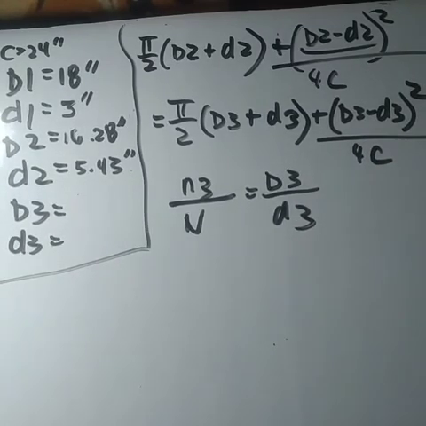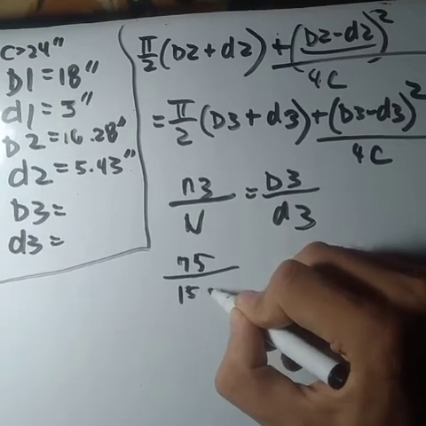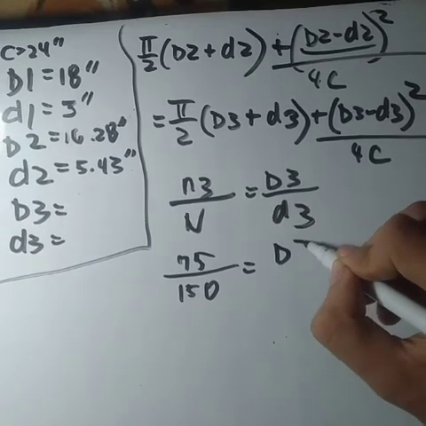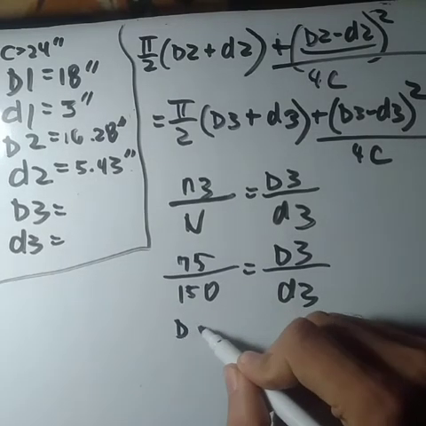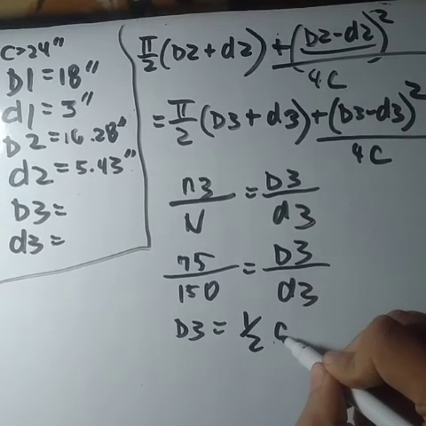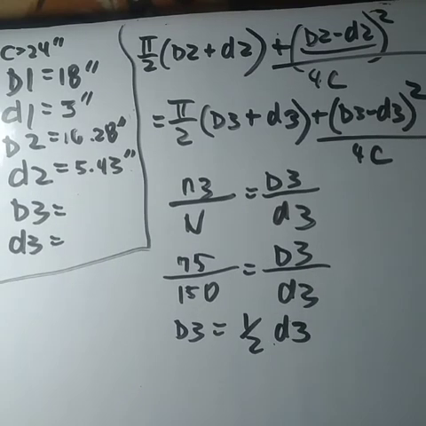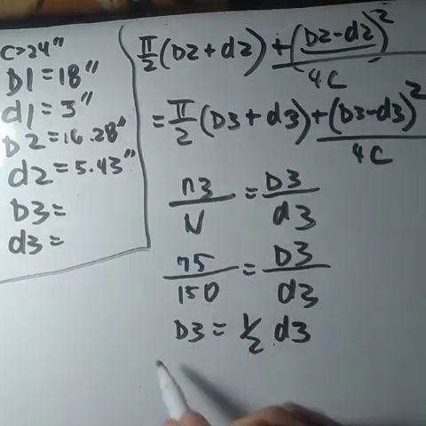So, substituting the given, we get 75 RPM over 150 RPM is equivalent to D3 over D3 of the driven shaft or pulley. So, rearranging this equation, we can get the relationship of the driver and the driven as D3 of the driven is equal to 1/2 of the diameter of the driver 3. So, we have our equation 1 and equation 2.